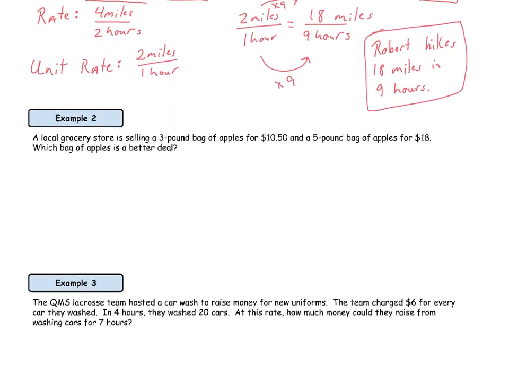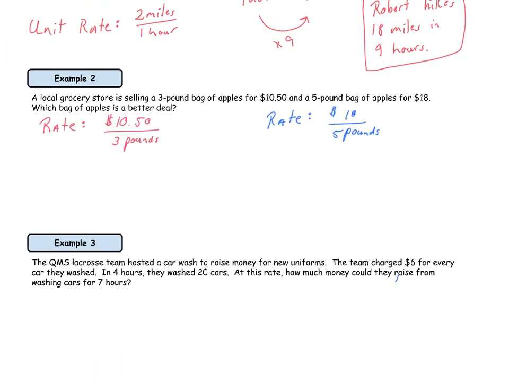Moving to example number 2, it says, a local grocery store is selling a 3-pound bag of apples for $10.50 and a 5-pound bag of apples for $18. Which bag of apples is a better deal? So what we have to do is determine the unit rate for both of these bags. Whatever bag has a cheaper unit rate is the better deal.